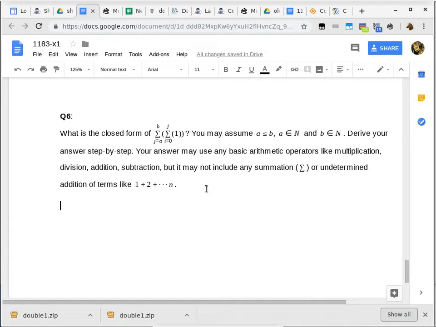Your answer may use any basic arithmetic operators like multiplication, division, addition, subtraction, but it may not include summation or undetermined addition of terms like the dot dot dot. So I want you to give me a closed form expression of the value of the double sigma thing. Okay, so now the question is, how do we deal with the double sigma thing?